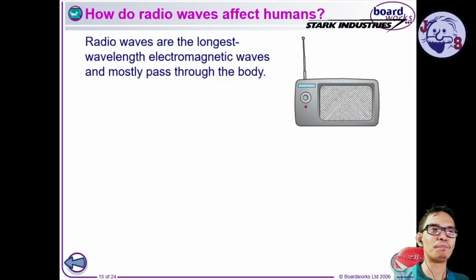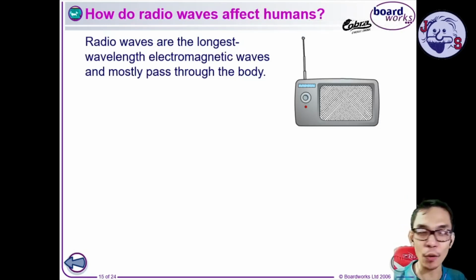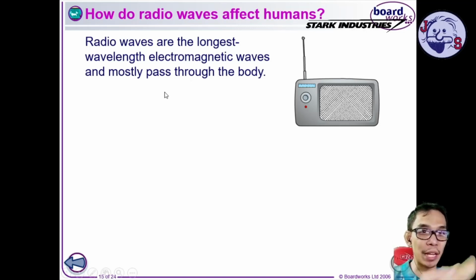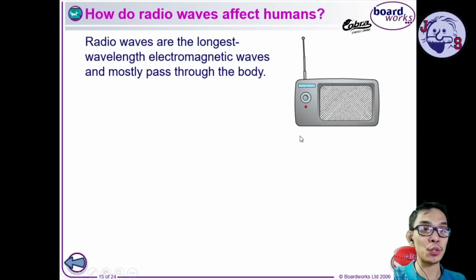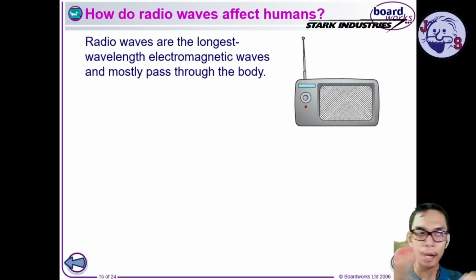Let's start first with radio waves, being the longest wavelength and the lowest energy. Most of the radio waves pass through our body, so they are transmitted inside our body and just pass through. Some cell phones use radio waves. An example of this is Bluetooth, the device found on your cell phone that can be used as a form of data link between two devices.